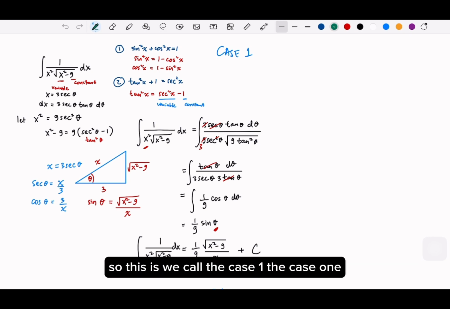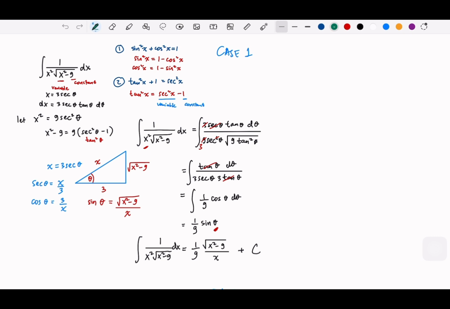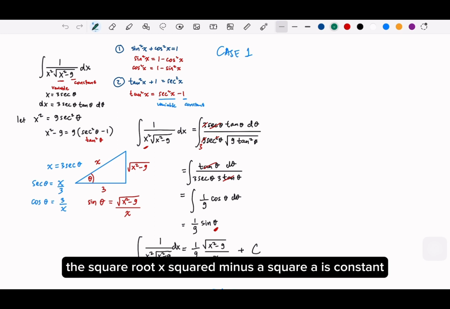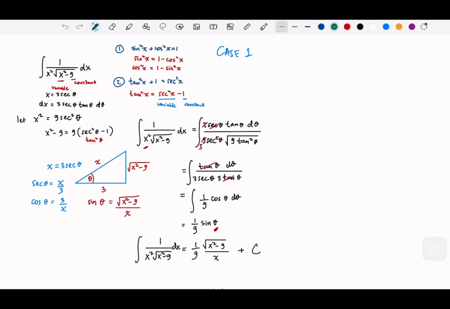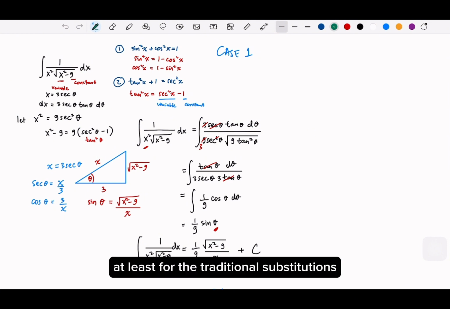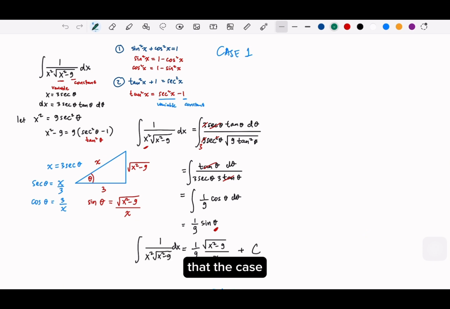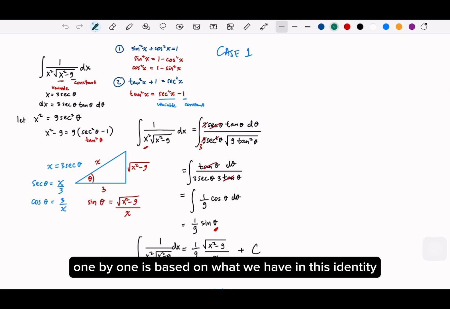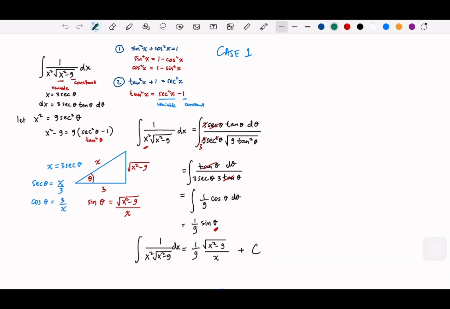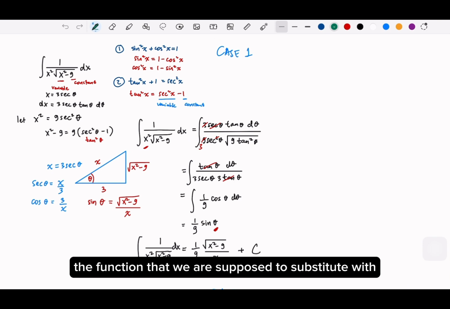So this is what we call case 1. Case 1 is the square root of x squared minus a squared, where a is a constant. For the trigonometric substitutions, considering all the possibilities from the identities, case 1 is based on what we have in this identity. That is the function that we are supposed to substitute with.